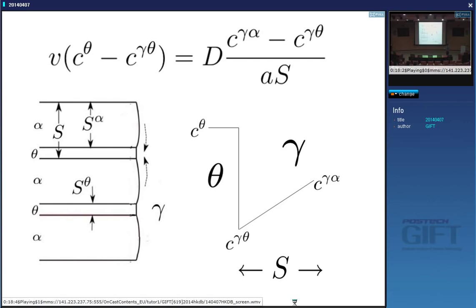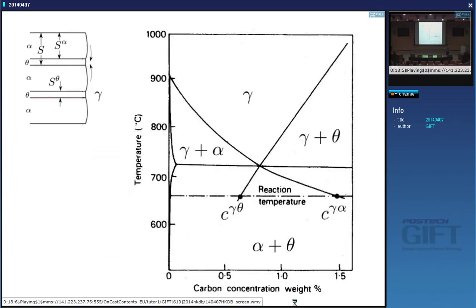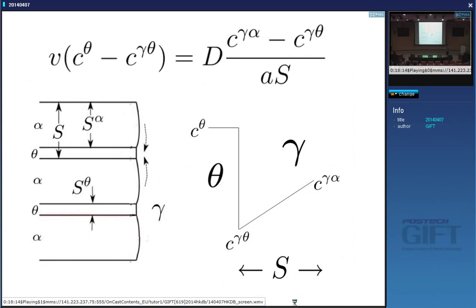Okay, so just to go back, you can see that the composition of the austenite in equilibrium with ferrite is greater than the composition of the austenite in equilibrium with cementite. Okay, everyone happy with this picture of the profile here? This is cementite and it's drawing the carbon that is rejected by the ferrite into the austenite.